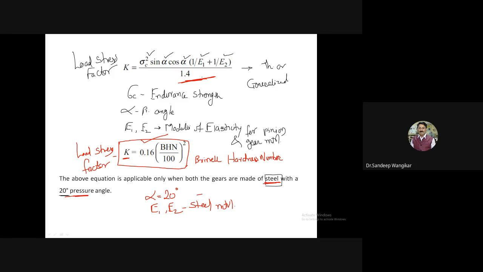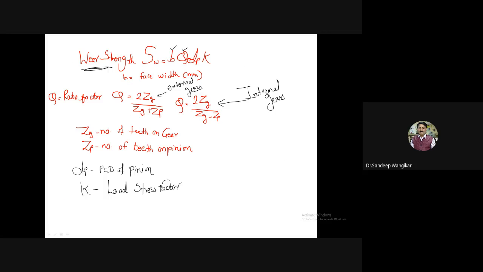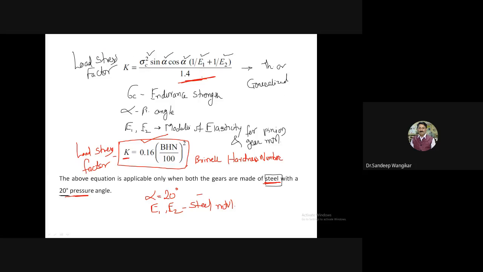Okay. So this is the discussion required about the wear strength. So wear strength in this way we can calculate. Once again, I will take back wear strength. Yes, W is equal to BQ dP K. B face width, Q ratio factor we have discussed, dP pitch circle diameter. And for load stress factor, we have made this discussion. In this way, you can calculate the K value, and if you put the K value, then you can easily calculate the Sw, that is wear strength of the material.